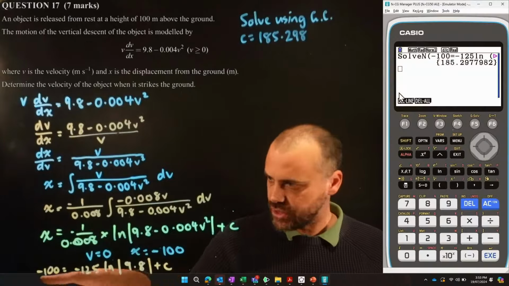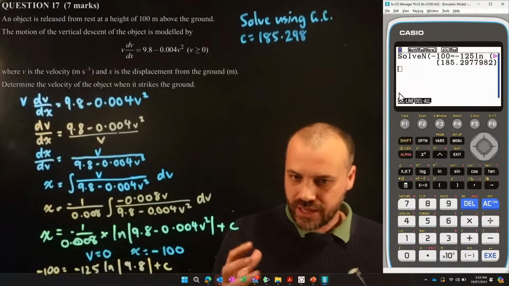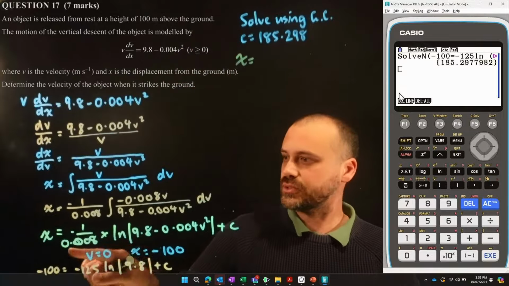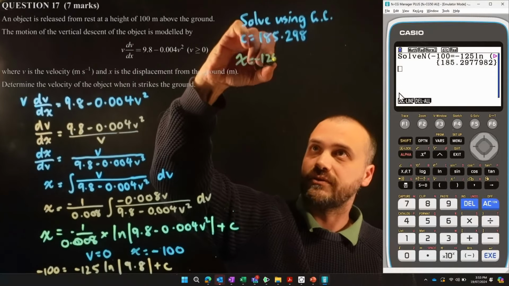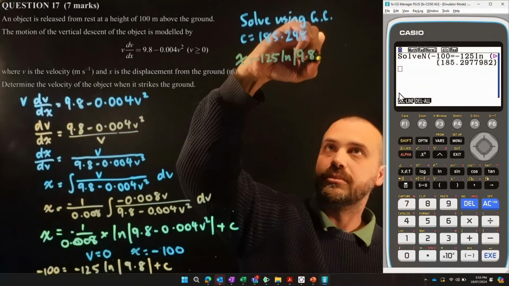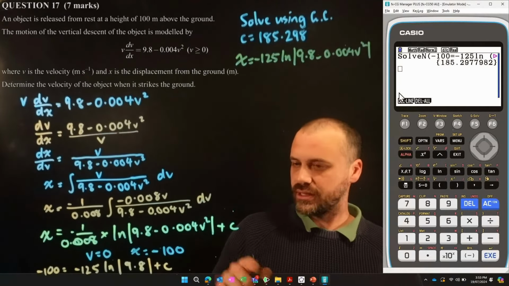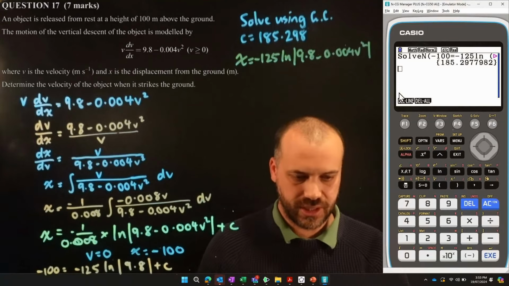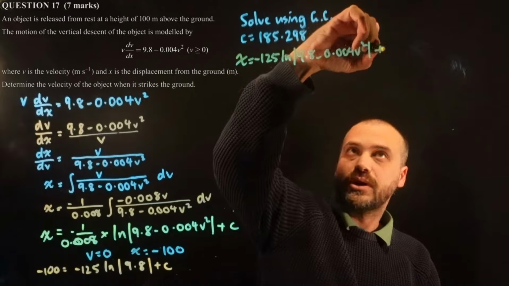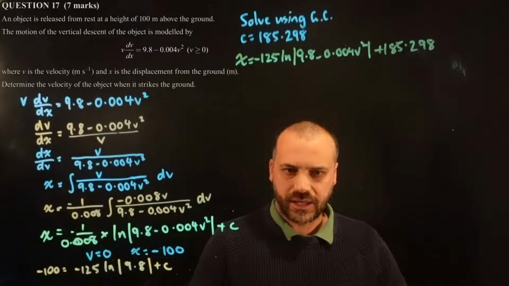All right, so I've just typed that into my calculator, solving in 185.298. That means that we have a full equation. Let's write it out. X equals negative 125 ln of 9.8 minus 0.004 v squared, and then a nice little plus c on the end, which is 185.298.